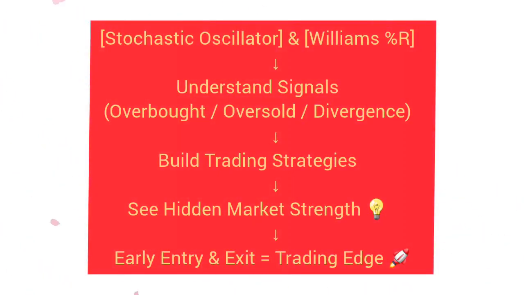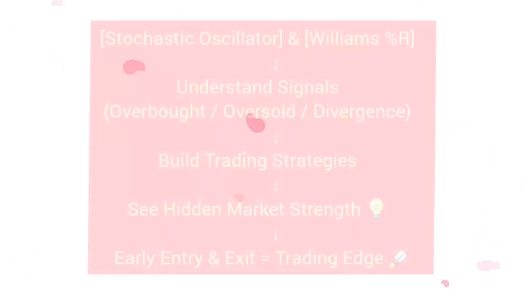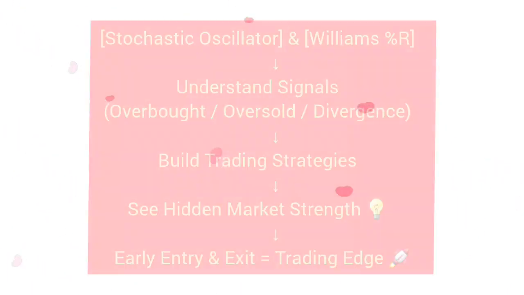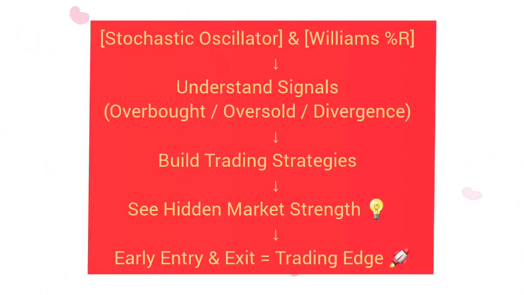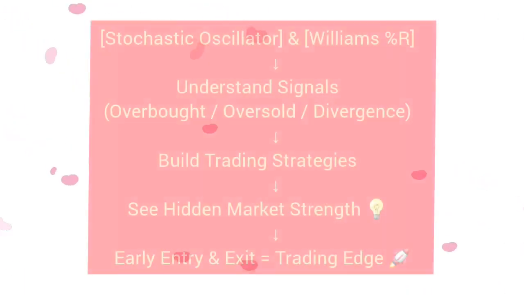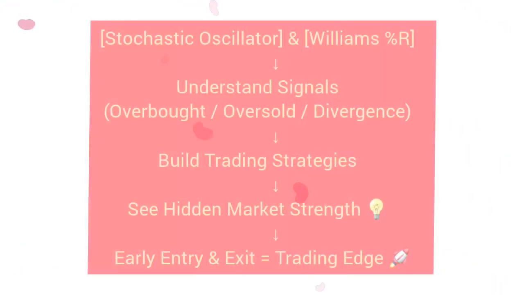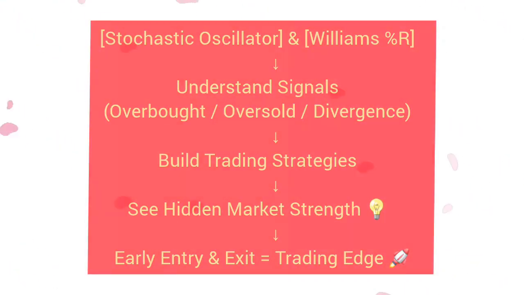In this lesson, we will take a deep dive into the world of some of the most famous non-momentum oscillators, like the stochastic oscillator and Williams %R. We will learn in simple terms what their calculation formulas are, how we should interpret their various signals, overbought, oversold, and divergence, and most importantly, how we can build specific and executable trading strategies based on these signals.